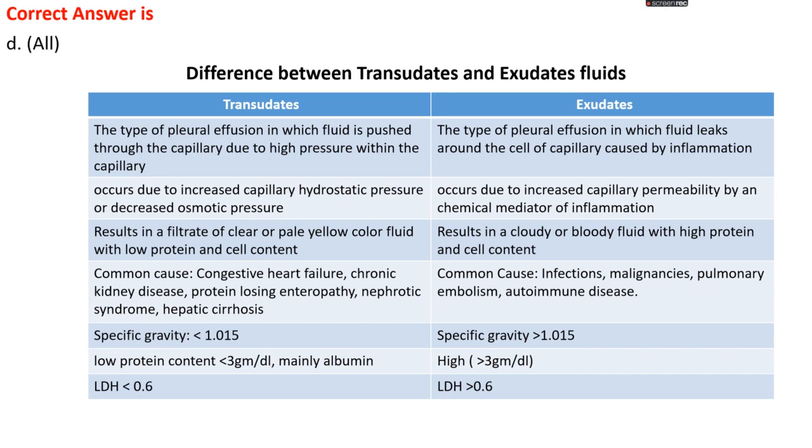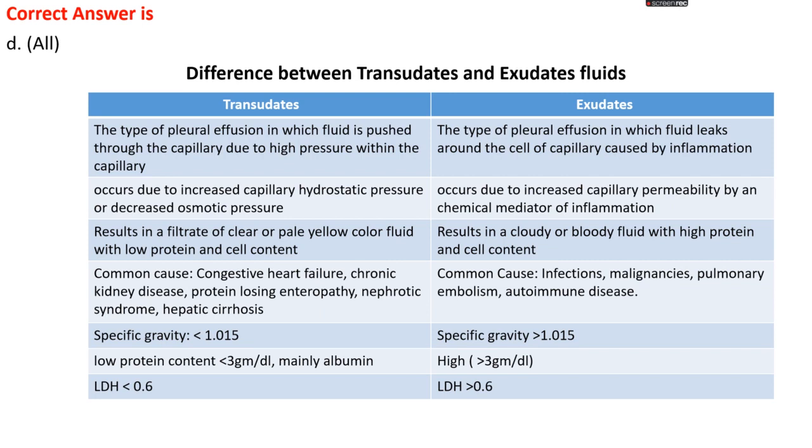While exudates occur due to increased permeability of the vascular capillaries because of chemical mediators of inflammation. A transudate results in a filtrate of clear or pale yellow fluid with low protein content and low cell content, while an exudate is a cloudy or bloody fluid with high protein content and high cell content. Common causes of transudate are congestive heart failure, chronic kidney disease, protein-losing enteropathy, nephrotic syndrome, hepatic cirrhosis, etc. Common causes of exudate are infections, malignancy, pulmonary embolism, autoimmune disease, etc.